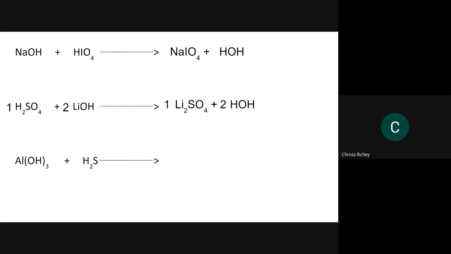The last one, this is my base, this is my acid. The aluminum is going to combine with the sulfur. Aluminum is +3 and sulfur's -2, so we're going to flip-flop them. And then the other thing is water.